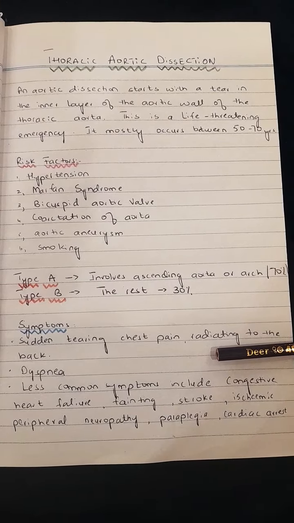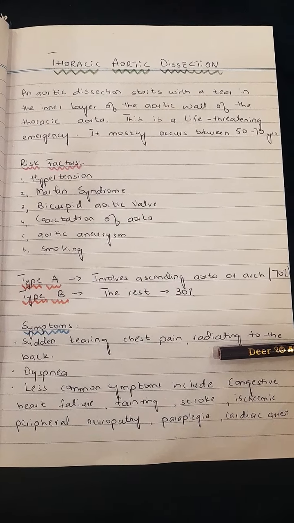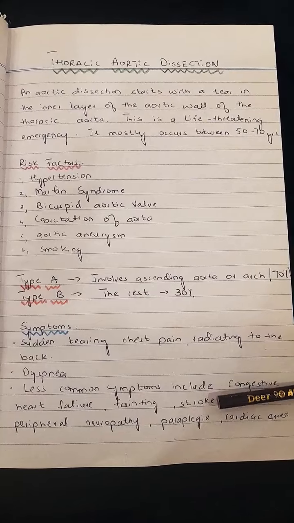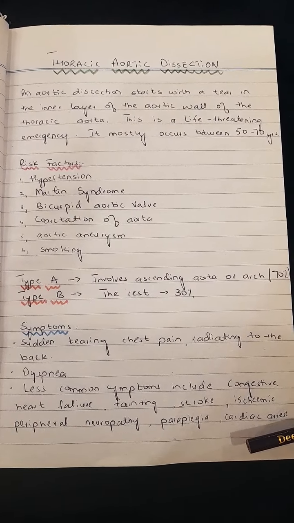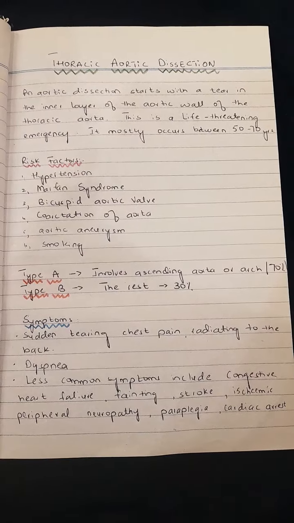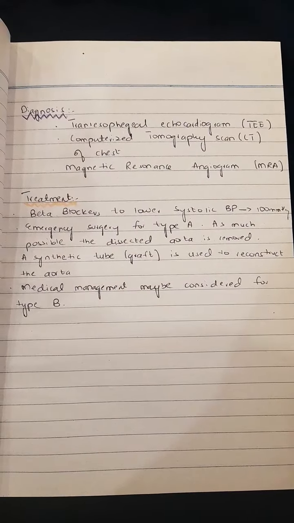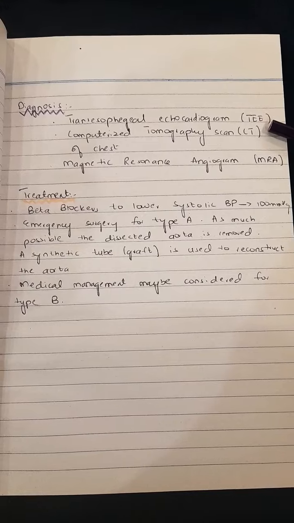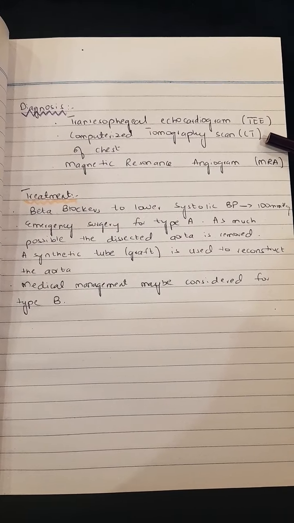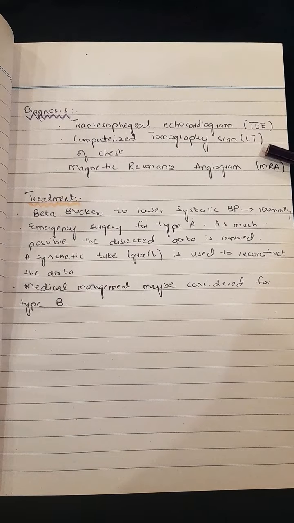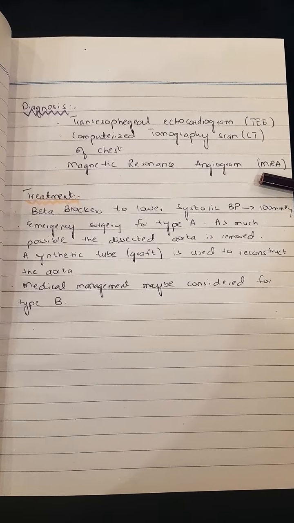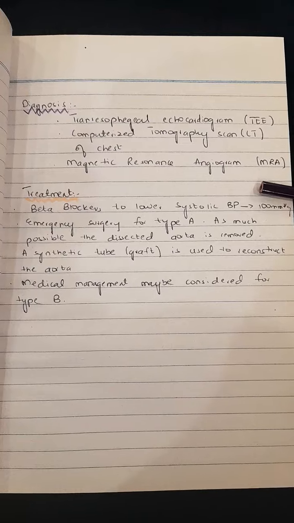Symptoms include sudden tearing chest pain radiating to the back, dyspnea. Less common symptoms include congestive heart failure, fainting, stroke, ischemic peripheral neuropathy, paraplegia. So for diagnosis, transesophageal echocardiogram or TEE should be done. One can also do a computerized tomographic scan of the chest and magnetic resonance angiogram, MRA.